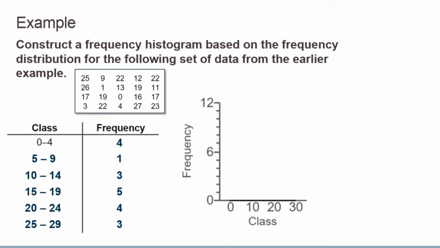Then we draw our bars. So I have a bar that starts at my lower limit for my first class, then a mark at 5, 10, 15, 20, 25, and then it ends with 30. The frequency determines the height of the bars. My first bar has a height of 4, the second has a height of 1, the third has a height of 3, the fourth has a height of 5, the fifth has a height of 4, and the sixth has a height of 3. With a histogram, it's very easy to see your greatest frequency and your lowest frequency.